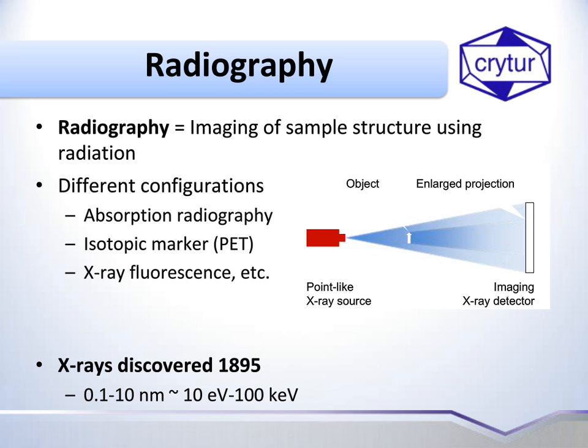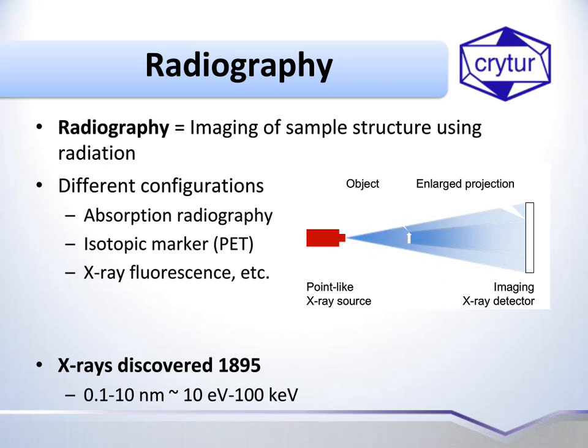The second one would be an isotopic marker. Then you have a marker here. You put something into the patient's body, for example, and you are able to measure the radiation which comes from the marker. The third option would be X-ray fluorescence, when you irradiate the surface of some material and you measure the X-ray radiation, the fluorescence, which comes from the surface. So radiography is very helpful to many people in the world to see the structure of the material.